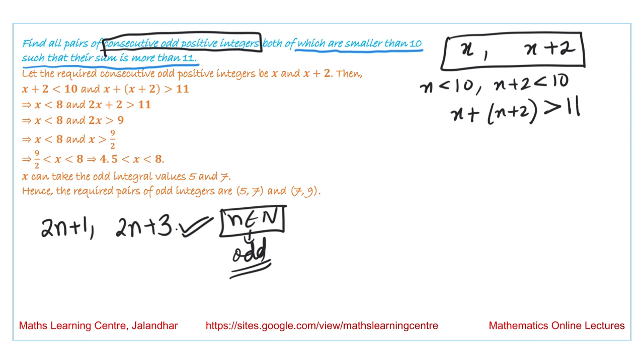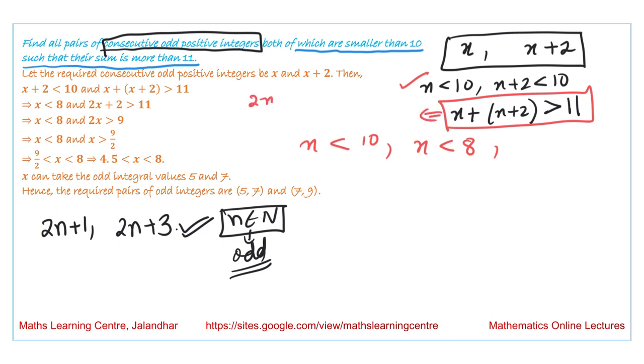So if we look at these inequalities, first we are saying x is less than 10, second will give us x is less than 8, and this third one we are saying is equivalent to 2x is greater than 9. So this implies that x is greater than 9 by 2. We are saying x is greater than 9 by 2.